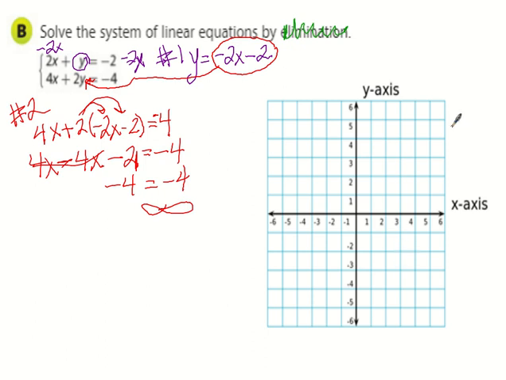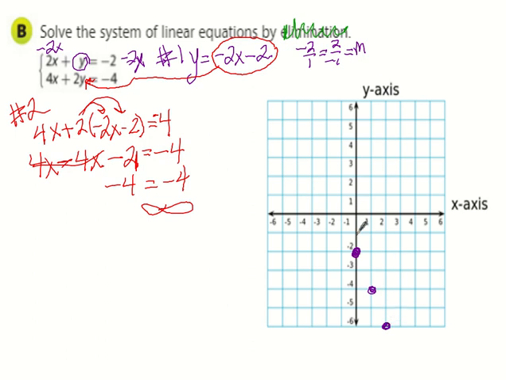So we're going to graph them. This one's already solved for me, so I'm going to put that in there. I'm going to go negative 2, 1, 2. My slope is negative 2 over 1, or 2 over negative 1, right? So I'm going to go down 2, right 1, down 2, right 1.